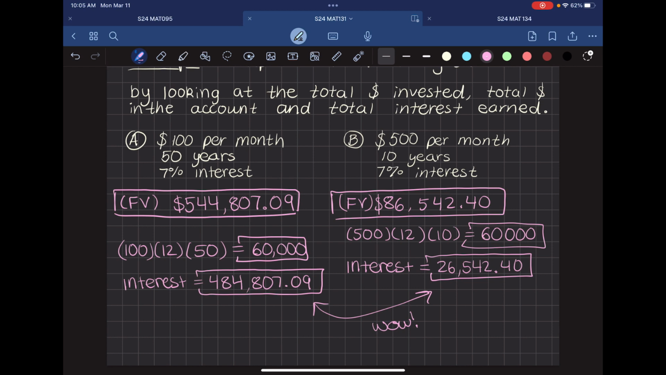So moral of the story, start saving sooner rather than later, even if you can only afford to put very small payments in. Like even if you can afford to put $50 aside each month, and you start now, it will save up fast. It's going to seem slow at first, but once you get a decent amount of money in the account and you let it sit, it's going to grow pretty fast.